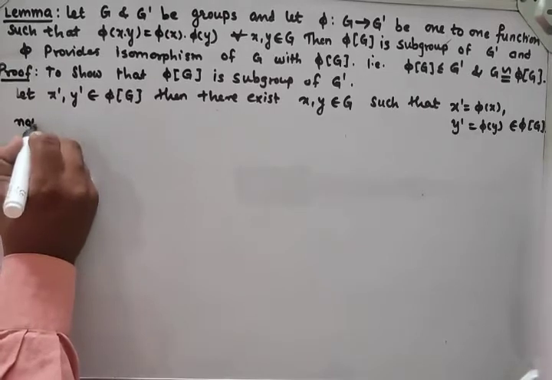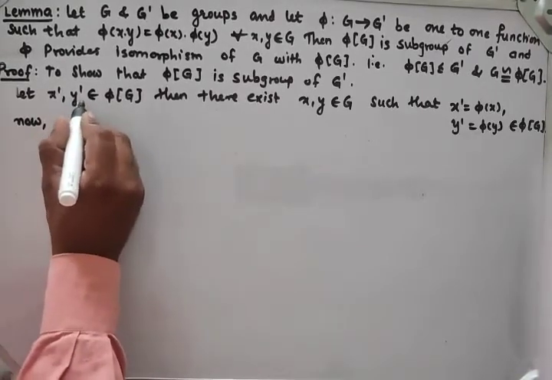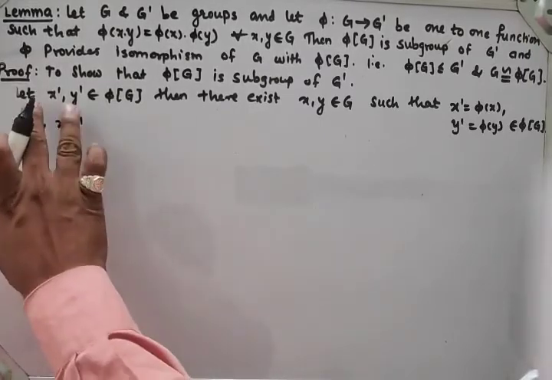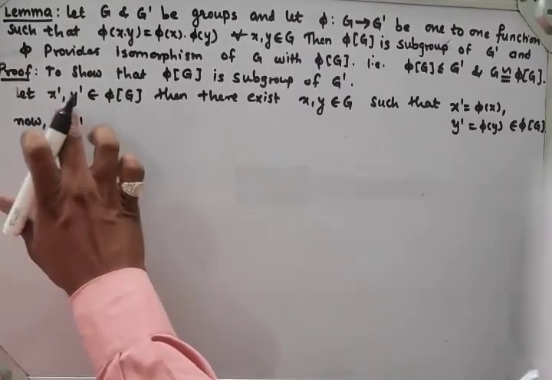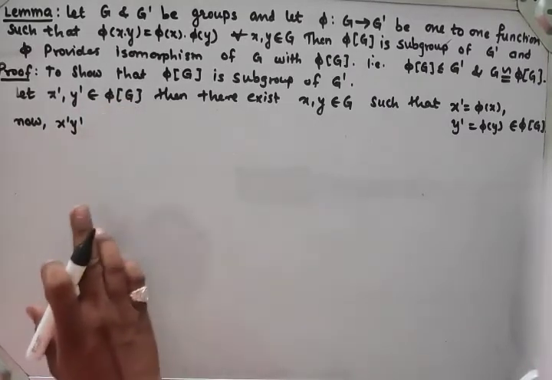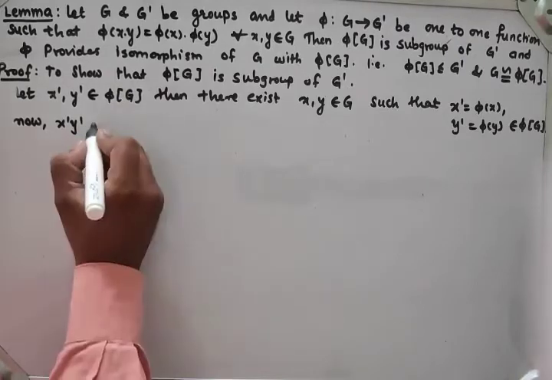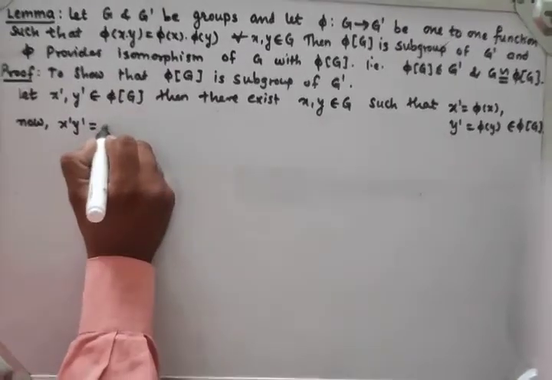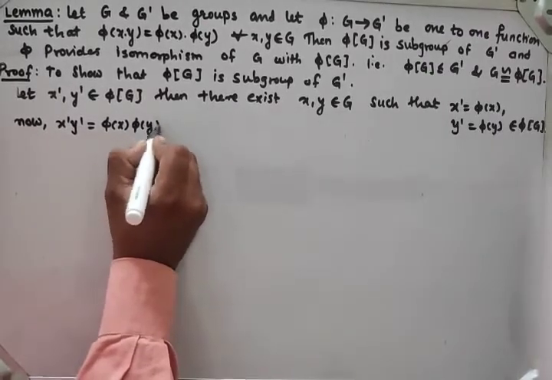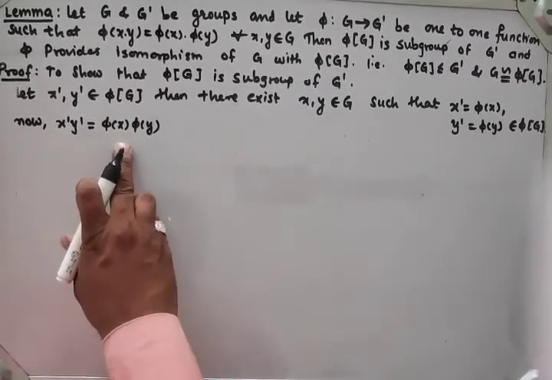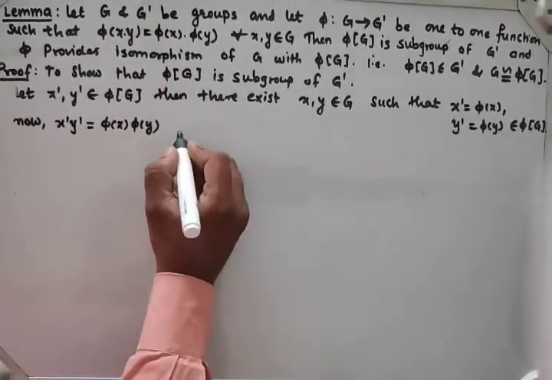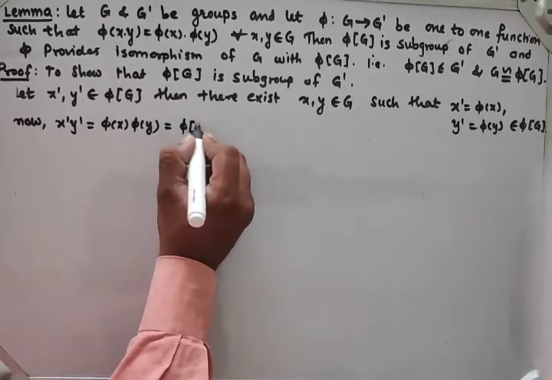Now to show the closure property, here x dash into y dash. I have taken two elements from phi of G, then if x dash into y dash again belongs to phi of G, we say that it is closed under multiplication. So x dash into y dash is equal to phi of x into phi of y, since x dash has value phi of x and y dash has value phi of y. We have given phi of x into phi of y is nothing but phi of x into y, which is equal to phi of x into y.